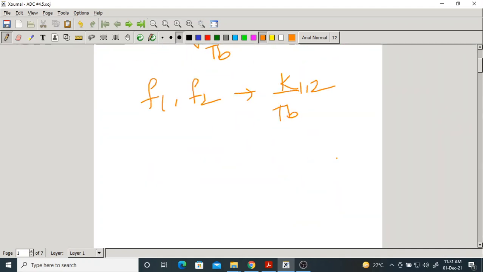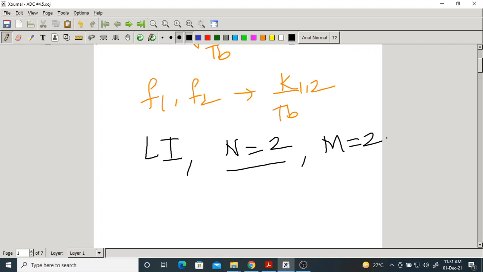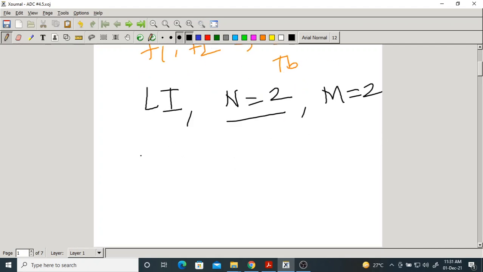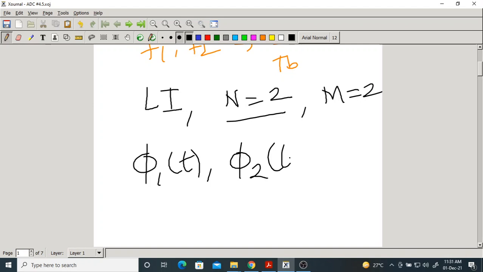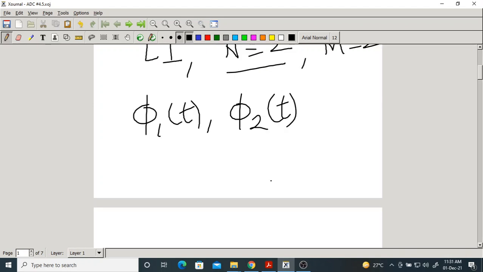Here S1, S2 are independent. They are two energy signals which are linearly independent. That's why the number of basis functions required is 2. Here m equal to 2, n equal to 2. Why? Because the given two waveforms are linearly independent. So we need two basis functions, phi 1 of t and phi 2 of t. Isn't it?